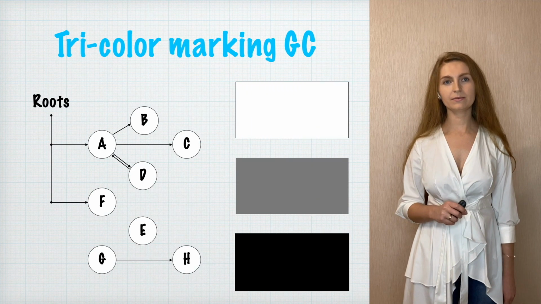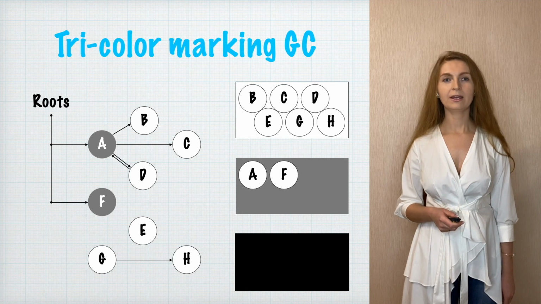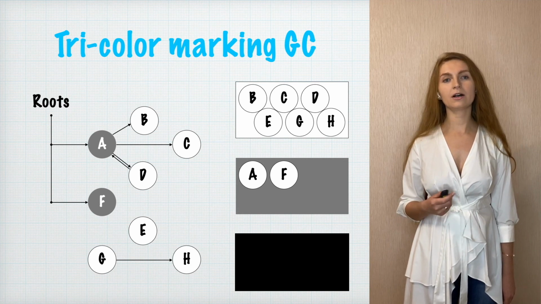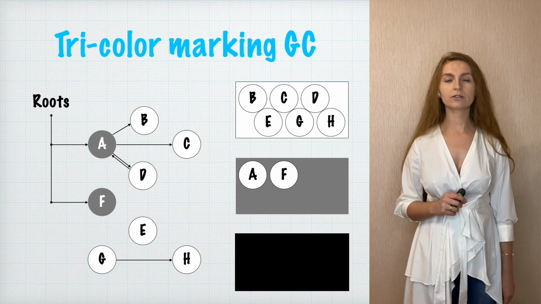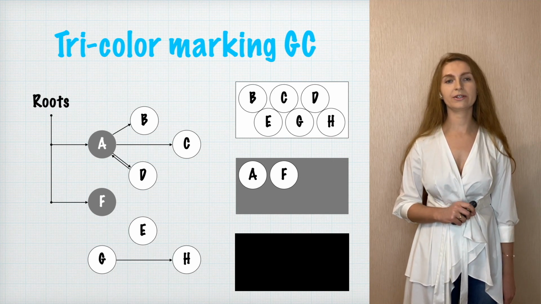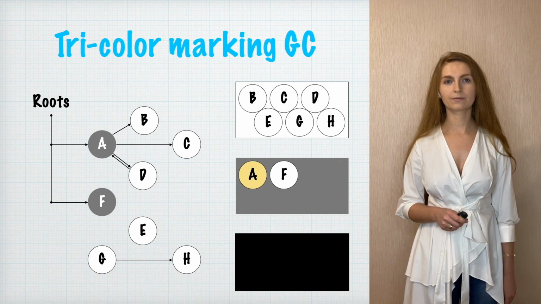In the main algorithm, initially the black set starts as empty. The gray set is a set of objects which are directly referenced from roots, and the white set includes all other objects. Every object in memory is at all times in exactly one of the three sets. The algorithm proceeds as follows.